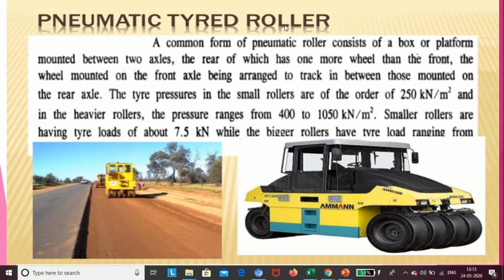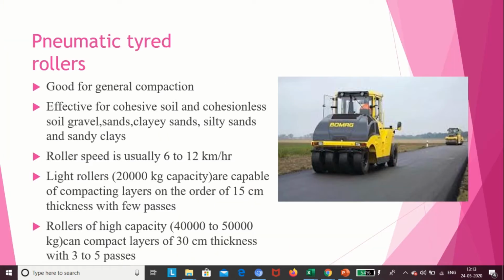Next is the pneumatic tired roller. It is a common form of pneumatic roller which consists of a box platform mounted between two axles. You can see that in this picture. The tire pressure in the small rollers is of the order of 250 kN per meter square, and in the heavier rollers, the pressure ranges from 400 to 1050 kilonewton per meter square.